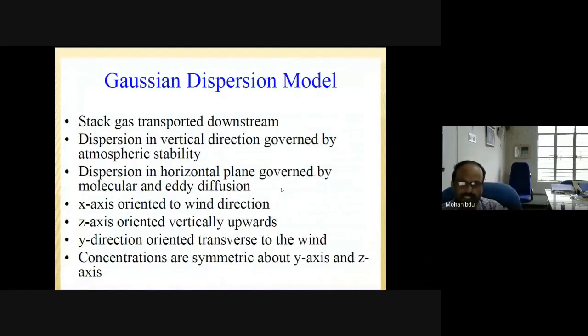The model considers the gas transported downstream. Dispersion in the vertical direction is governed by atmospheric stability, which is an atmospheric phenomenon I'll come to later. The vertical movement of the plume is mainly governed by atmospheric stability, whereas the horizontal movement, that is the y-axis, is governed by molecular and eddy diffusion. There are certain coefficients arrived at for this under constant conditions. The x-axis is oriented toward the wind as mentioned earlier. The concentrations are assumed to be symmetric about the x-axis and y-axis, so on both sides the distribution of the pollutants is symmetric.